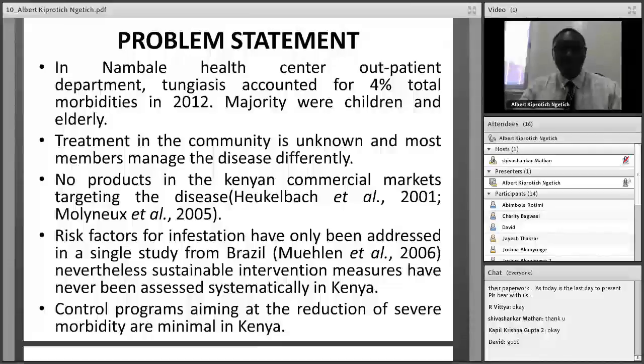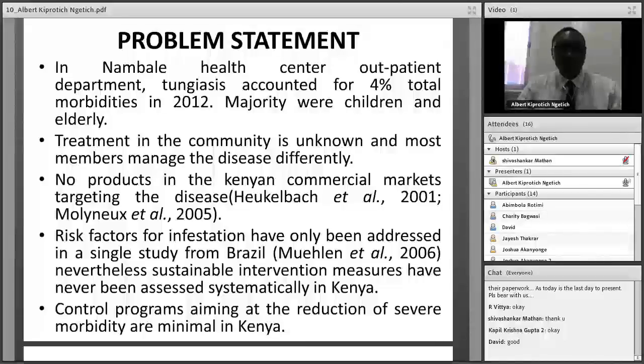So my study tries to look into the prevalence, risk factors, and treatment methods for Tungiasis in the Musokoto Sub-Location in Kenya. And it will look specifically into the prevalence, risk factors, and different methods that are used by the community in Musokoto. So why are we doing this study?